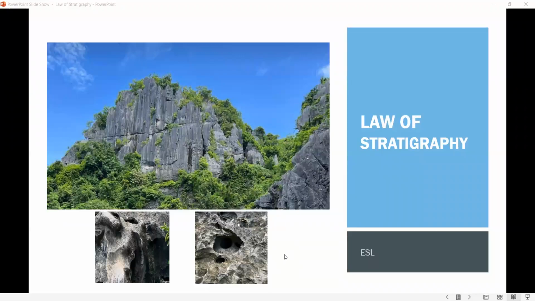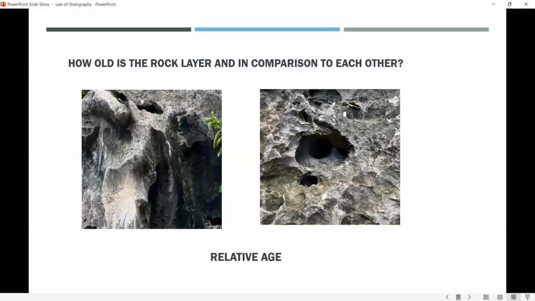Good day, everyone. Today we're going to talk about the age of the rock and the laws of stratigraphy. Now, how old is a rock layer, and in comparison to each other? The approximate age determination of rocks, fossils, or minerals is made by comparing whether the material is younger or older than the other surrounding material.